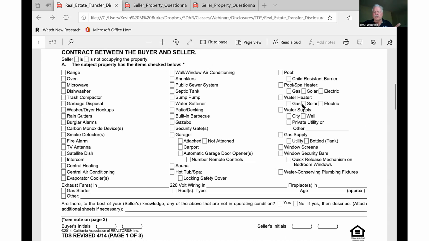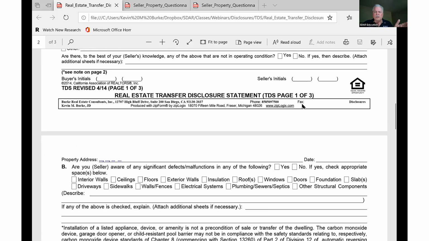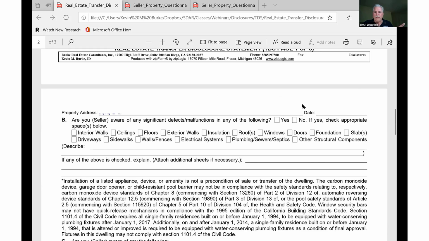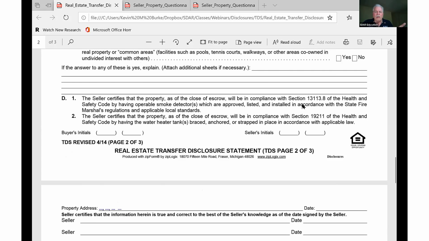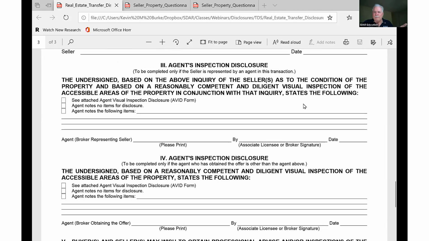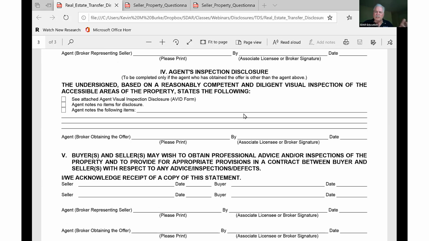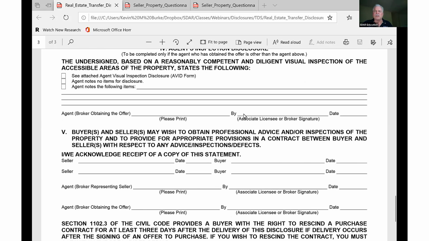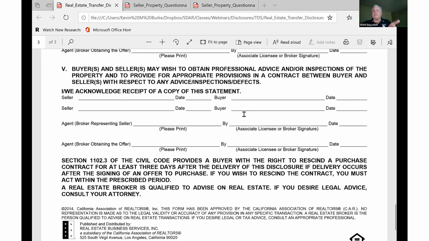This is my transfer disclosure statement. Page 1 and 2 belong to the seller, okay, in the short form. Page 3 belongs to us, okay? Page 3, towards the top of the page, paragraph number 3 is going to be the listing agent's disclosure. Number 4 is going to be the buyer's agent's disclosure. Number 5 is going to be, we've got copies of everything above.